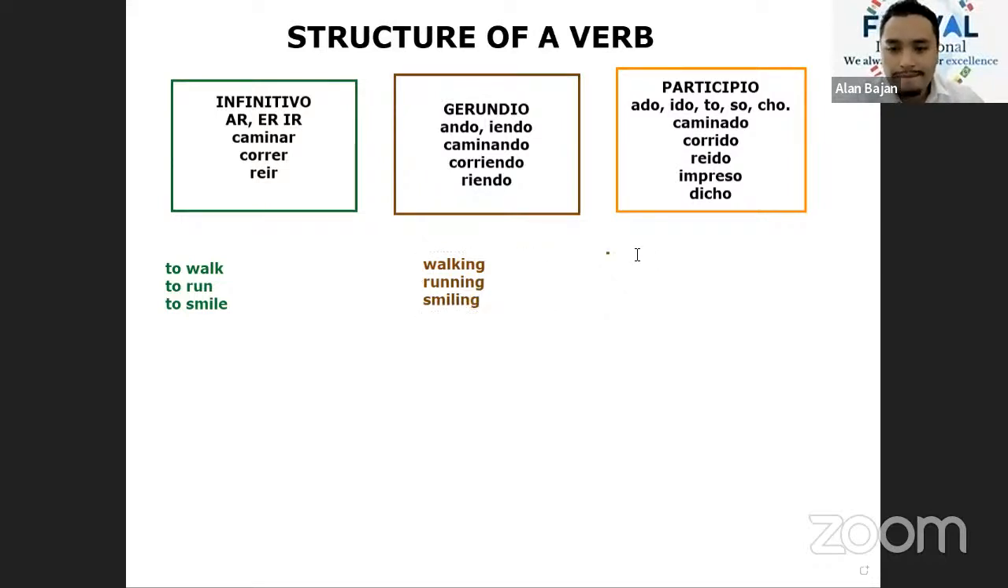Okay, and participle. In participle, we have the verbs ending in ed, or if they are irregular, they have their own way to write. Walk, walked. Run, run. Smile, smiled. We call this participle. This we call gerund. And we have infinitive.